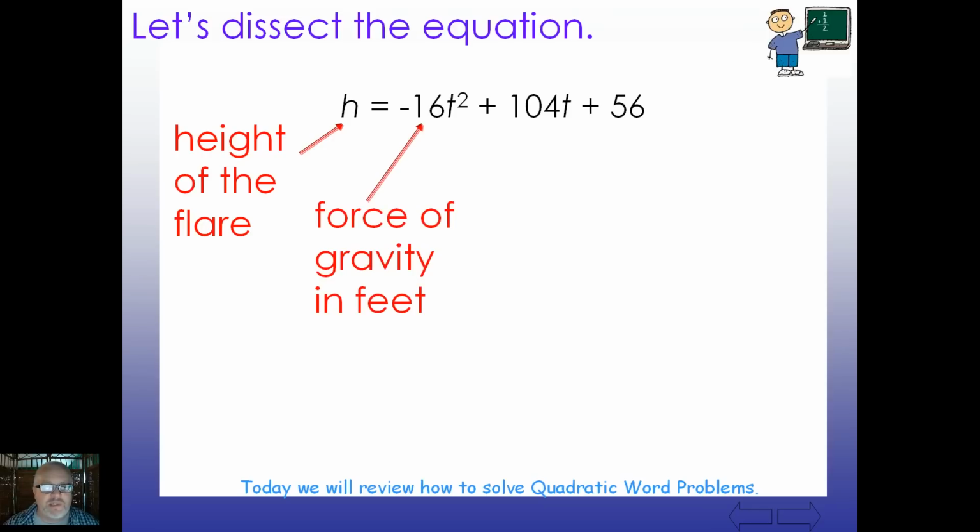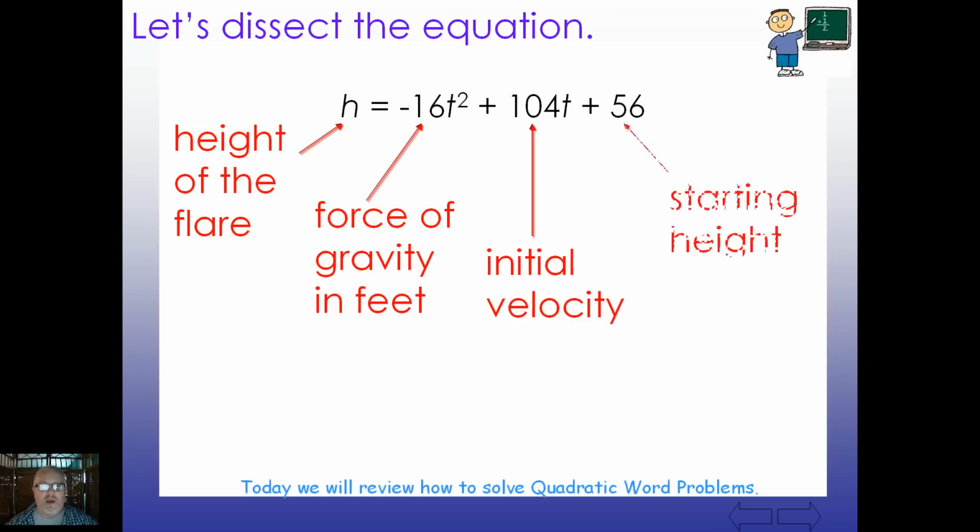The negative 16t squared, well, this is the force of gravity on any object in feet per second. And the two that are a little flexible here, of course: the initial velocity, this is the speed at which the flare is leaving the gun. And the constant here, 56, this is the height at which the flare was shot, 56 feet above the water line. Okay?